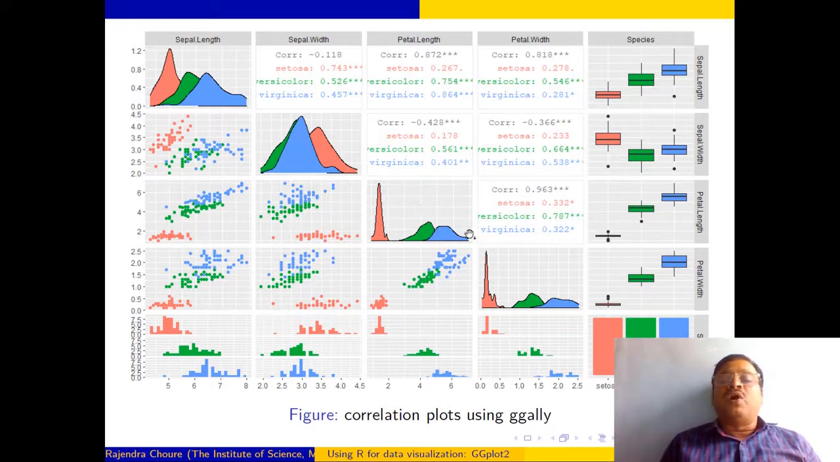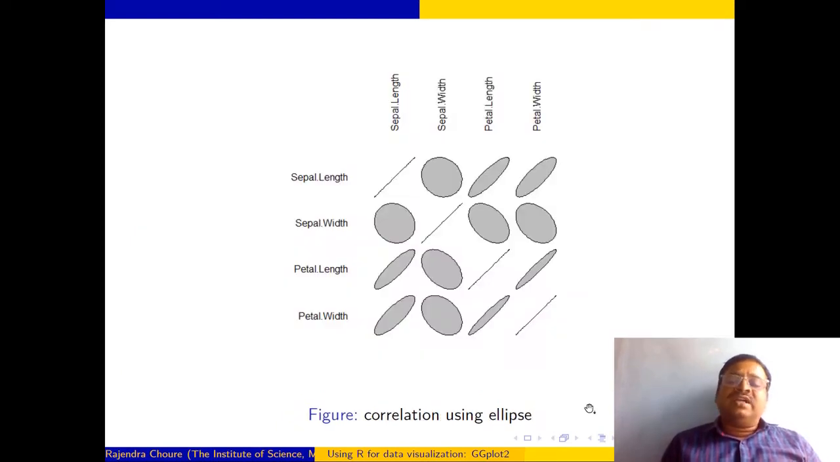And these density plots are also showing distributions across the groups. Bar plots are also there, so a very informative plot is provided by ggally. And another one is using the ellipse package. It's not that information rich, but provides the correlation.